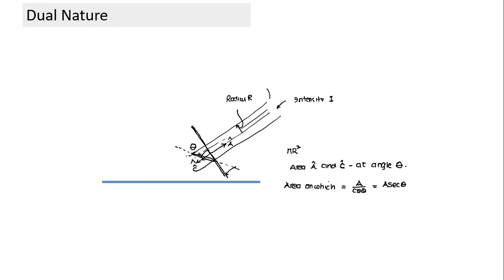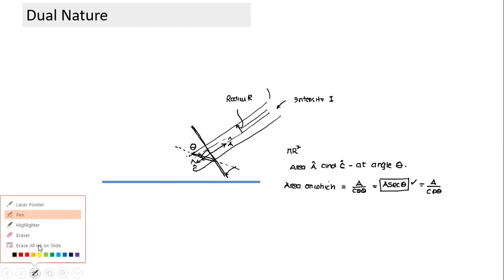Now we come to the other part. This is where the light falls, so I have kept this here. Is this understood? It will fall onto this area. This part we first have to understand: it will fall on an area A by secant theta, A by cos theta. But now we move to the next part of this question.